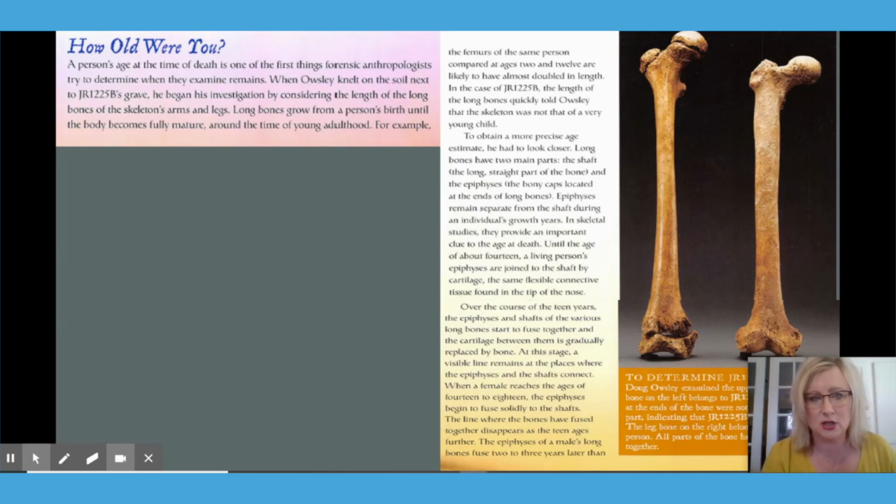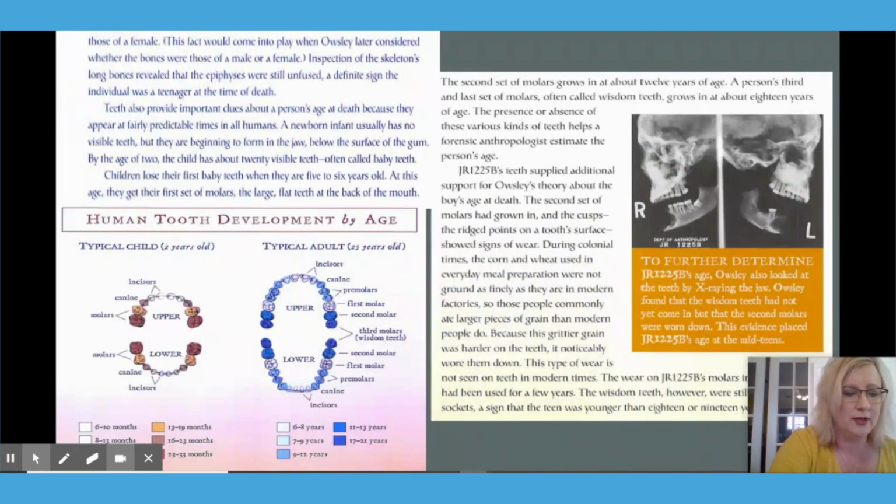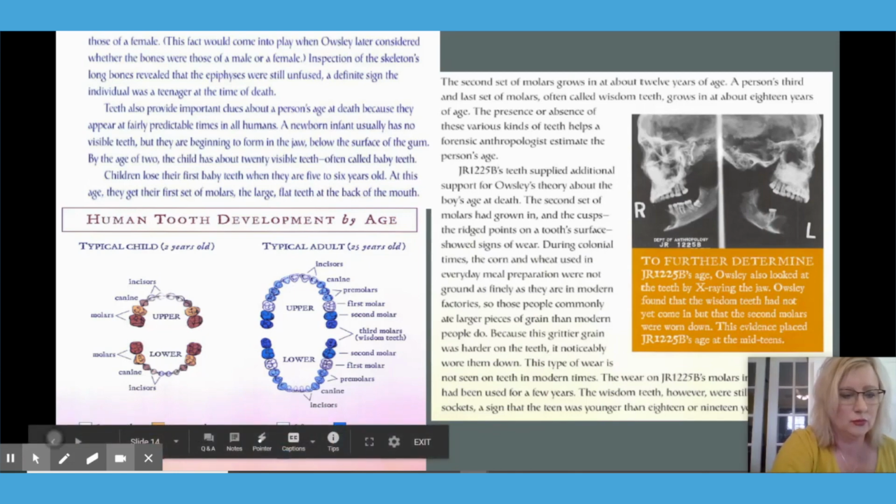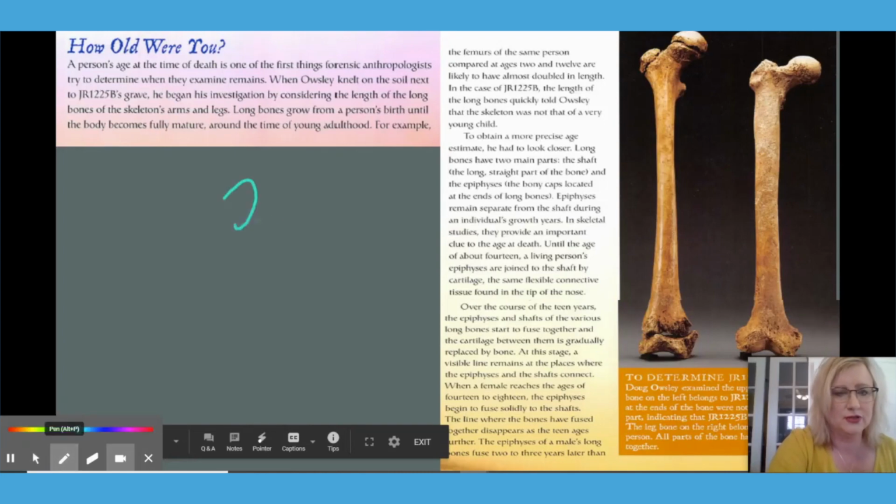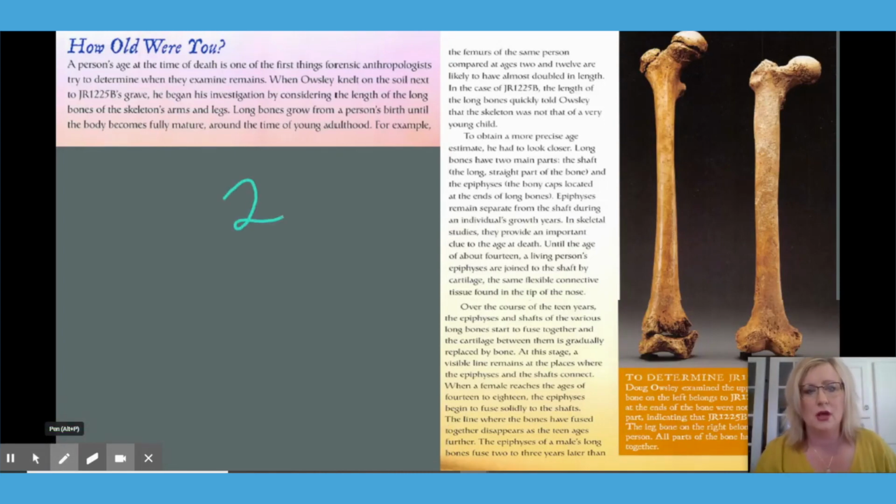The very next section talks about age. They can determine the age of the bones by several different ways. And of course, this would be a great place. Let me go back a second. Could be a great place for a level 2 question. How did Owsley, and again, we have Owsley here, how was Owsley able to determine the age or the approximate age of JR1225B? There are a couple of places.